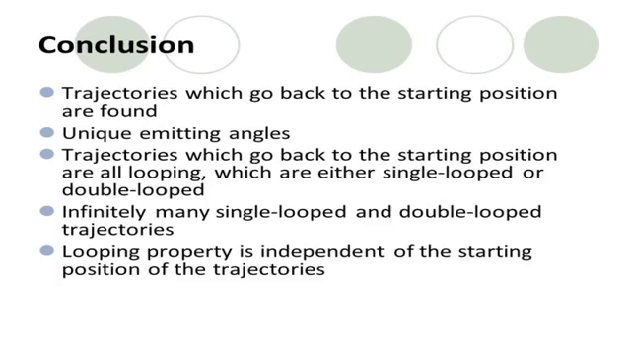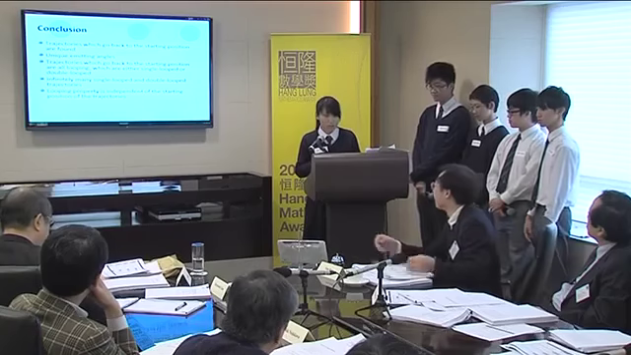In conclusion, we have found some trajectories which can go back to the starting position and their unique emitting angles. And we also proved that trajectories which can go back to the starting position are all looping, which are single loop or double loop. We also proved that there are infinitely many single loop and double loop trajectories. At last, by factors, we proved that the looping property is independent of the starting position of the trajectories. Thank you.